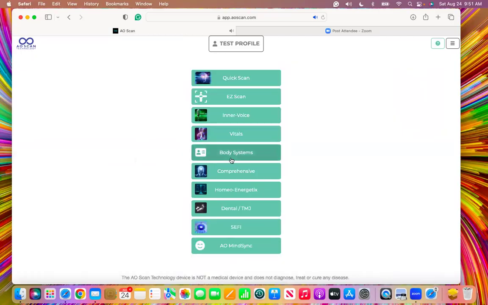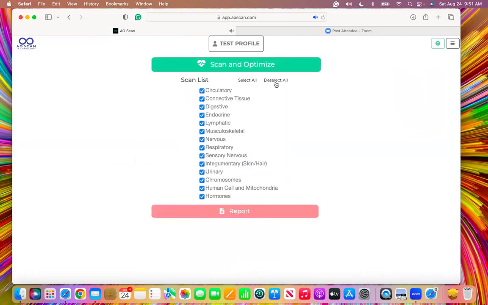From a Sephi standpoint, I would also come into body systems, hit deselect all, and just do the gut, because we know DAO has to do with histamine in the gut. And then I would do the endocrine system, and then I would also do hormones, and then the nervous system. That would tie all of that together. So hopefully that helps. I know it's a crash course on something that I could spend literally an hour teaching.